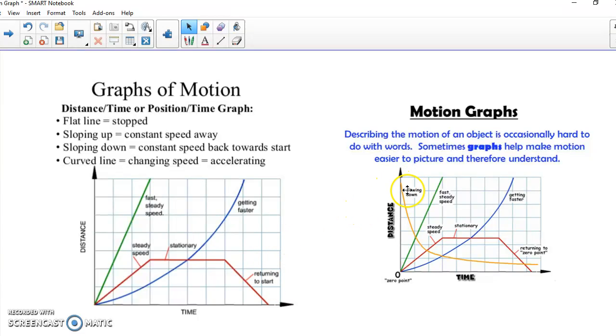On this side, similar graph, this orange line or yellow line represents that the object is returning to a 0 point. Opposite of the blue line, which shows that it is getting faster as it goes up.